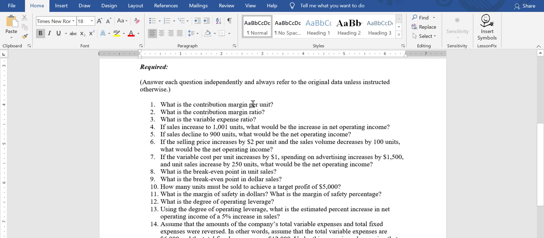The first question is, what is the contribution margin per unit? Well, in the problem, they tell us we have an $8,000 contribution margin, and we sold 1,000 units. So basically, you're just dividing 8,000 by 1,000 units to get $8 per unit. A fairly straightforward calculation.